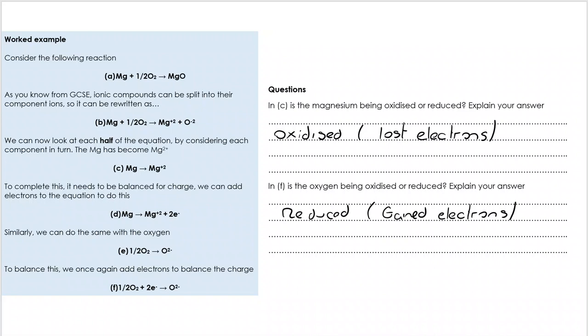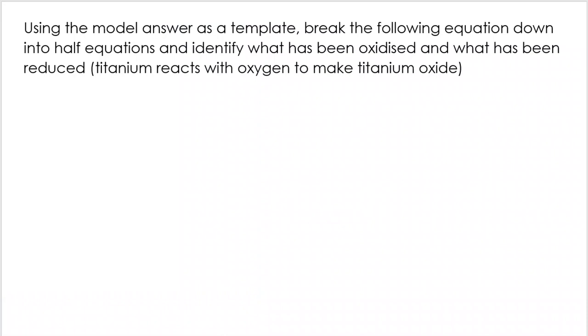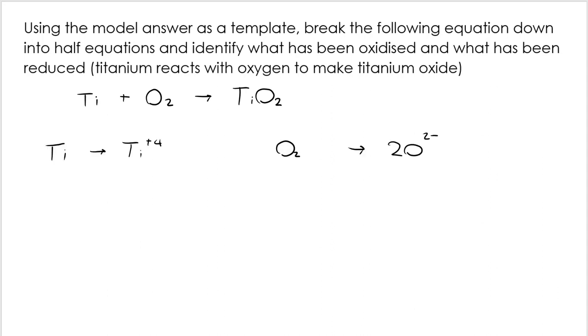Now let's look at another example. Titanium reacting with oxygen to make TiO2. Okay, so let's start with the equation. Let's break that equation down into its half equations. Now the Ti has gone to Ti4+. Oxygen forms ions with a charge of 2-. That's how we can work that out. So O2 goes to 2O2-.